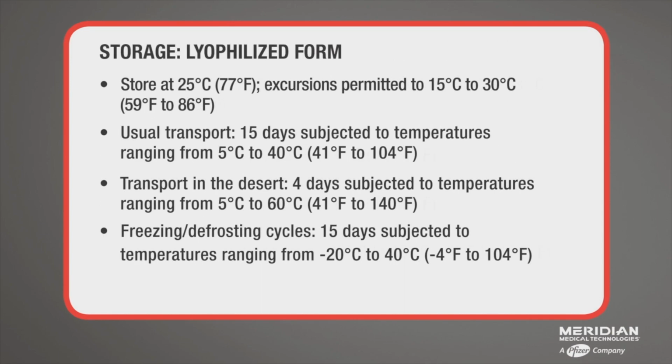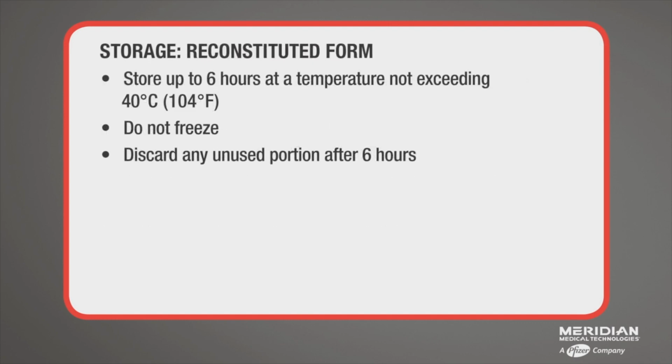Cyanokit should be stored at 77 degrees Fahrenheit, with excursions permitted from 59 degrees to 86 degrees Fahrenheit. It may be exposed during short periods to temperature variations of usual transport, transport in the desert, and freezing or defrosting cycles. Once reconstituted, hydroxycobalamin is stable for up to 6 hours at temperatures not exceeding 104 degrees Fahrenheit. Do not freeze the reconstituted solution. Any reconstituted product not used in 6 hours should be discarded.